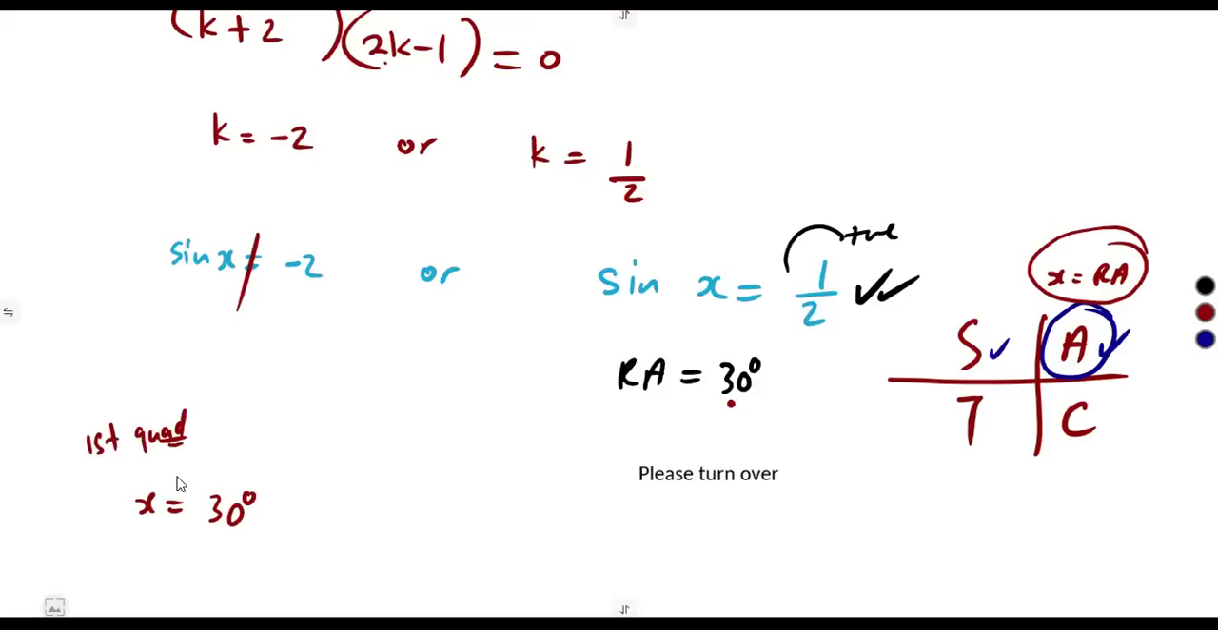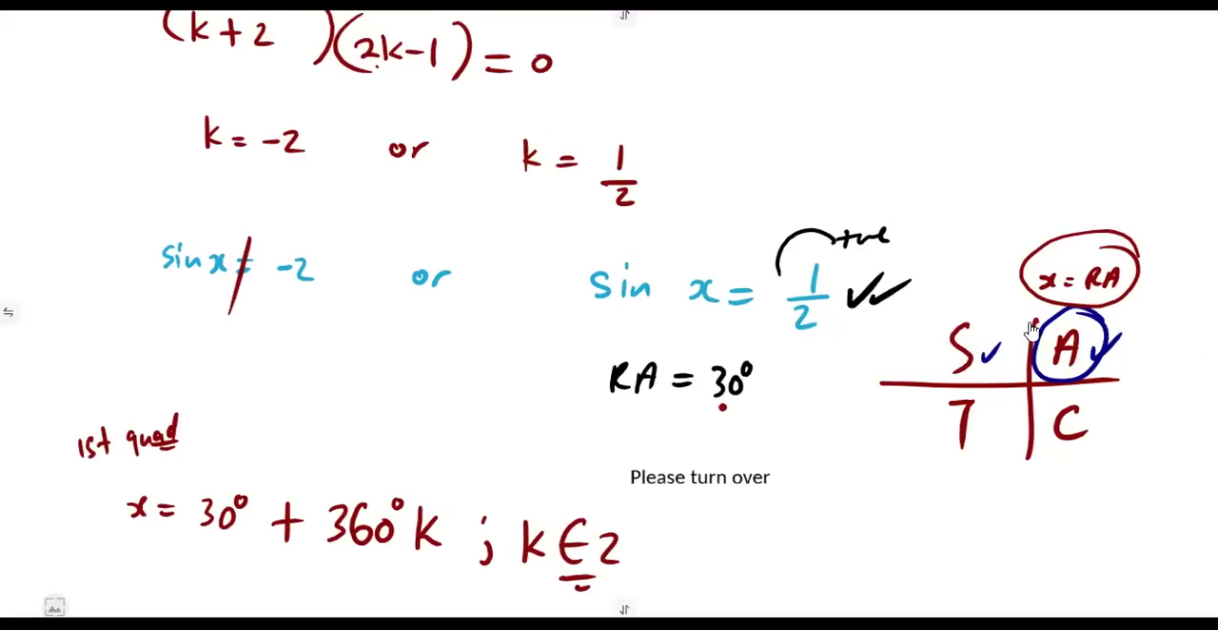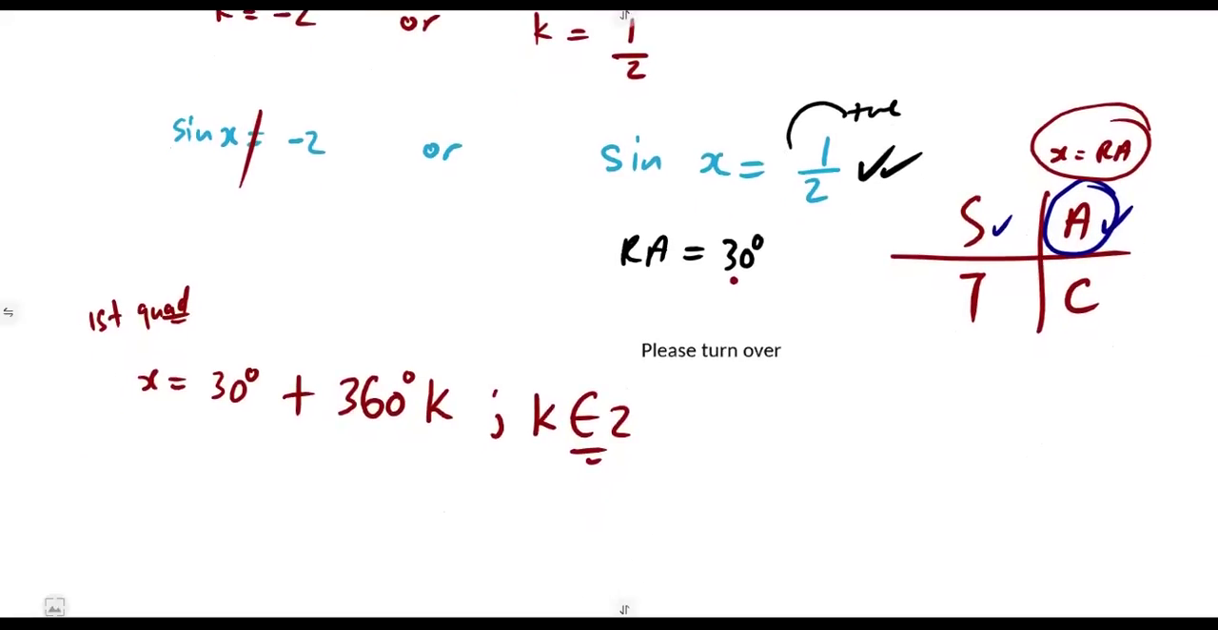But remember, this is a general solution. We are dealing with a sine. So it is the reference angle that you're given there plus what? 360 degrees times k, just like that, where this k represents all integers. This is in the first quadrant where sine is positive. It is also positive in the second quadrant. So in the second quadrant, our x is going to be what, as a general solution?